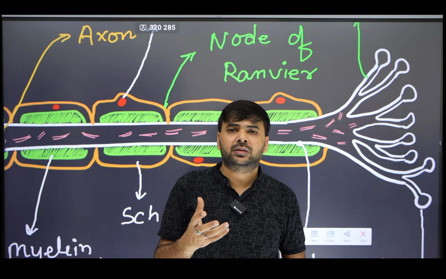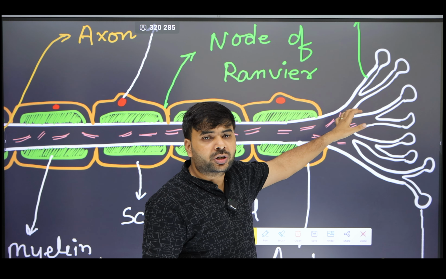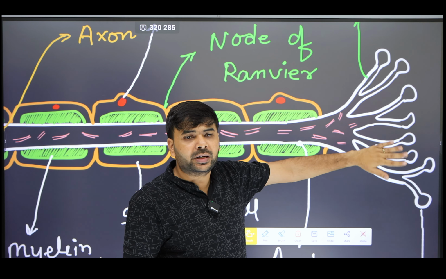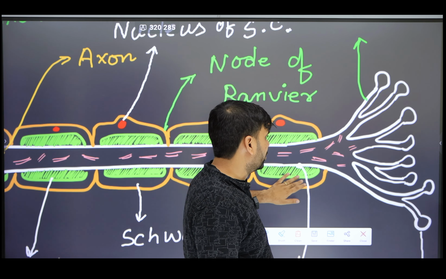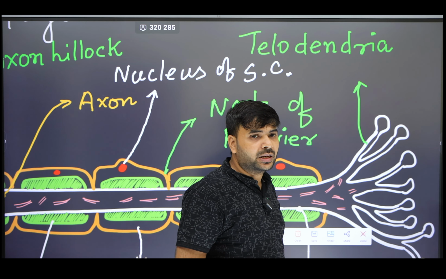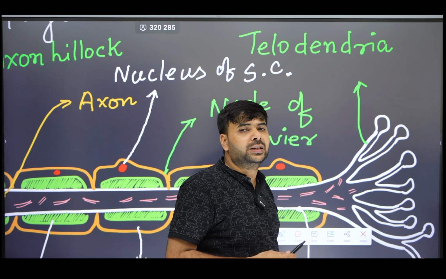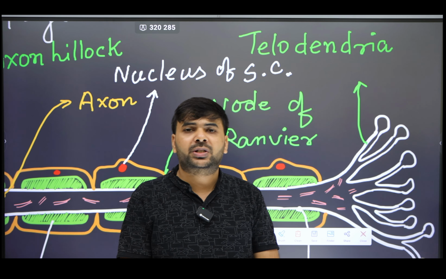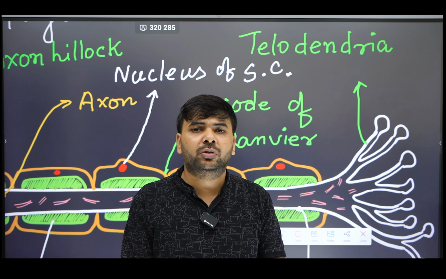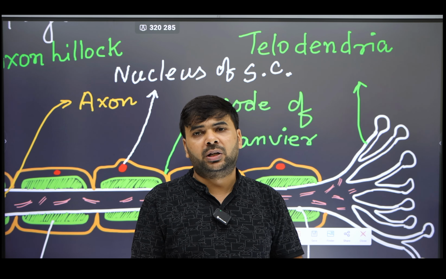Dendron means we studied tree-like structure. This is also looking like a tree-like structure. But it is the terminal part, so it is called telodendria. So in this telodendria, the end part, these areas have swollen nodes. These swollen nodes are called synaptic knob or synaptic bulb or sole foot. If it is attached to any muscle, generally we call it sole foot.